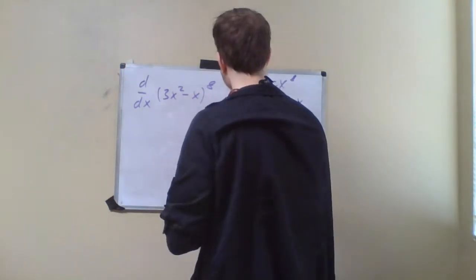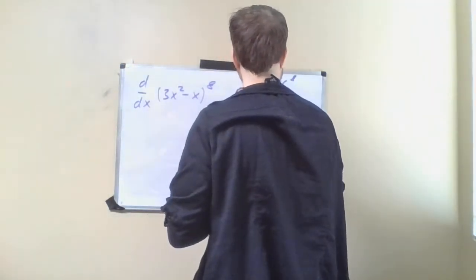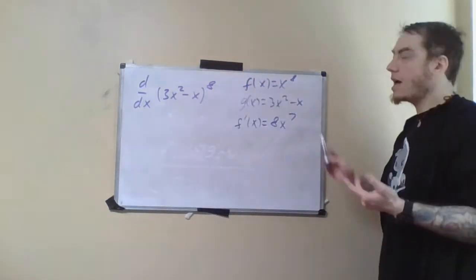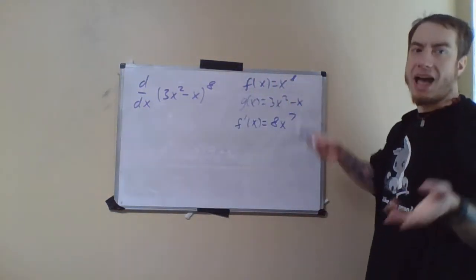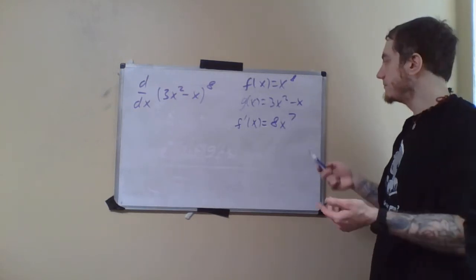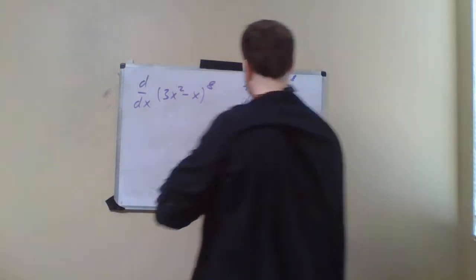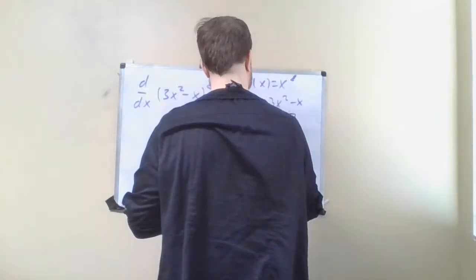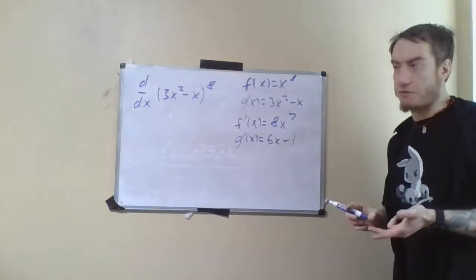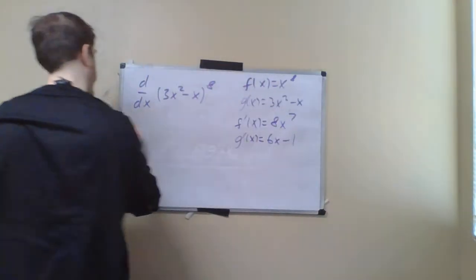So then I can say, well, f prime is going to be 8x to the 7th, because I know how to take the derivatives of powers like that. That's just straightforward. You take 8x to the 7th and you're done. And then g prime is going to be 6x minus 1. Again, that's pretty straightforward to do, hopefully at this point.